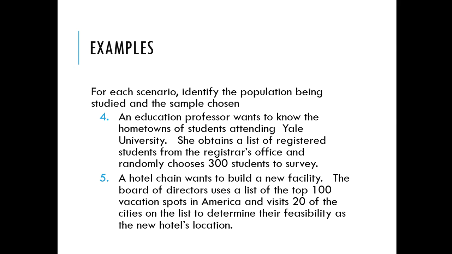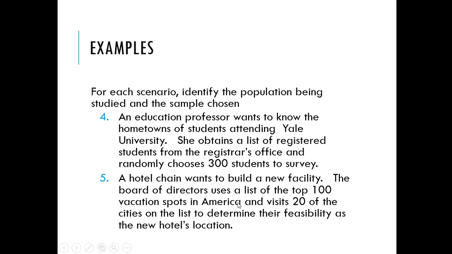Here's another one. An education professor wants to know the hometowns of students attending Yale University. She obtains a list of the registered students from the registrar's office and randomly chooses 300 students to survey. Well, when she got the list of all the registered students, she got the population. But when she only chose the 300 students, she chose a sample. So that's the difference about that.